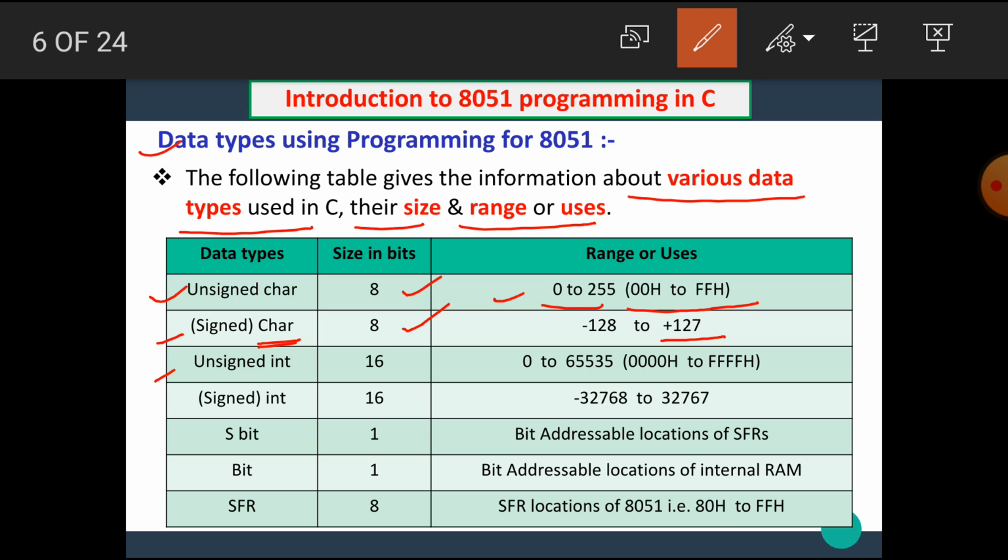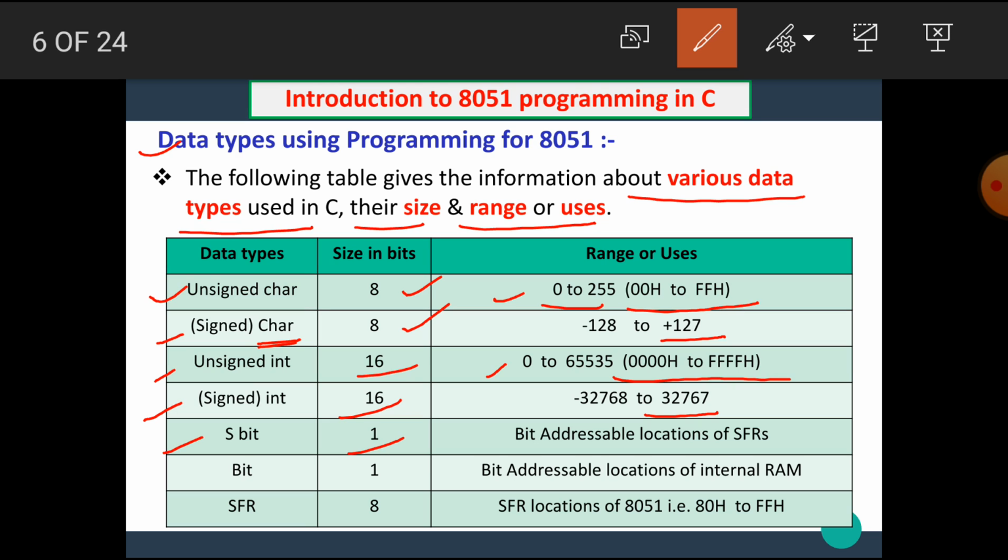The next data type is unsigned integer having the size 16 bits. Its range is 0 to 65,535. That is in hexadecimal it has the value 0000H to FFFFH. Now the next data type is signed integer. That means it has negative and positive values. Its size is 16 bits and it ranges from -32,768 to +32,767. The next data type is sbit.